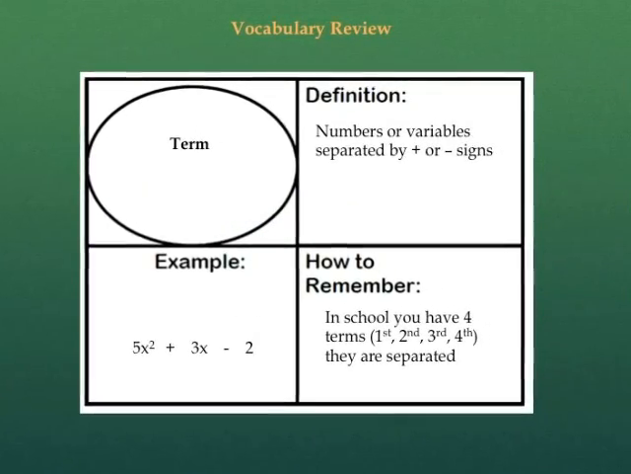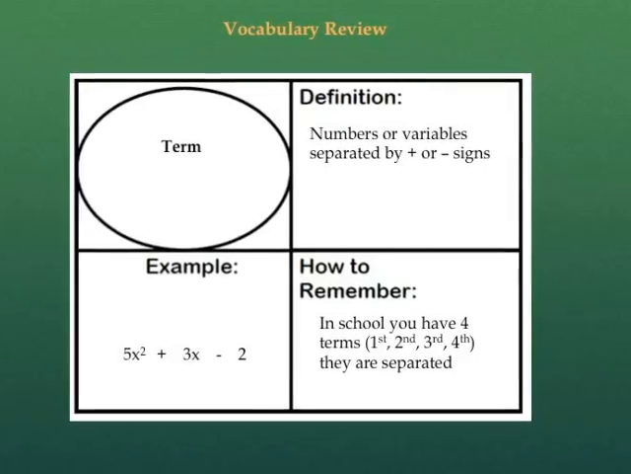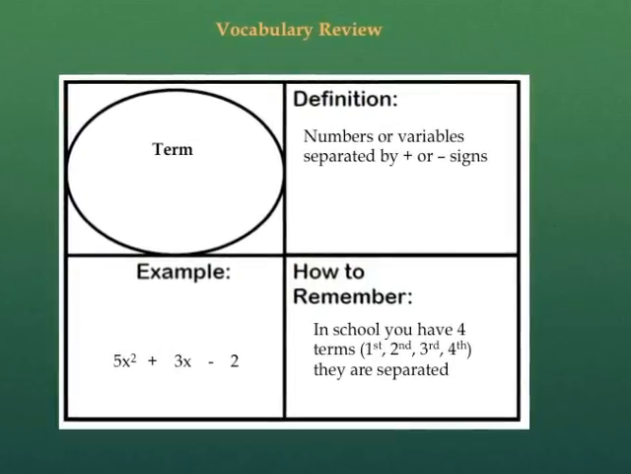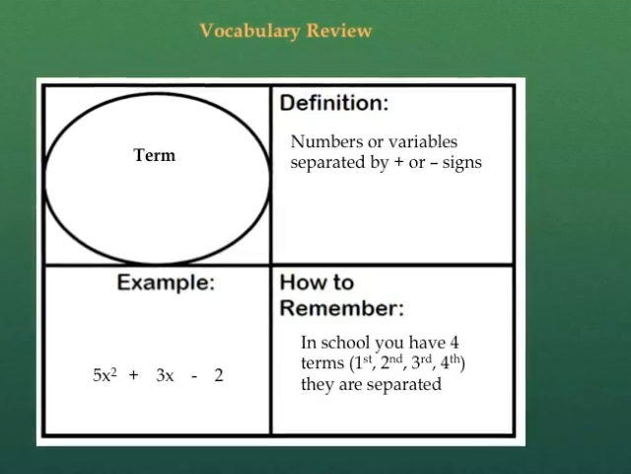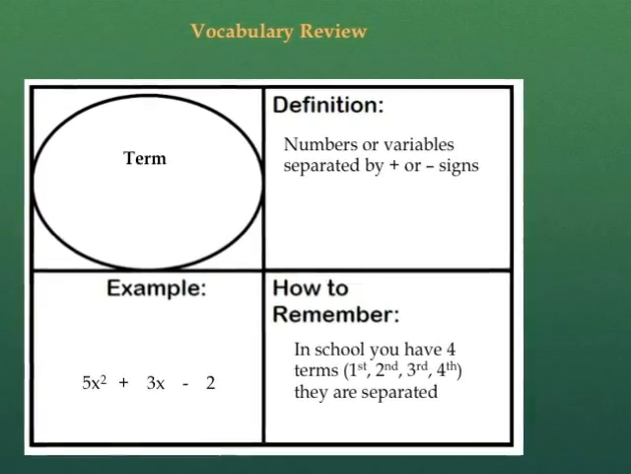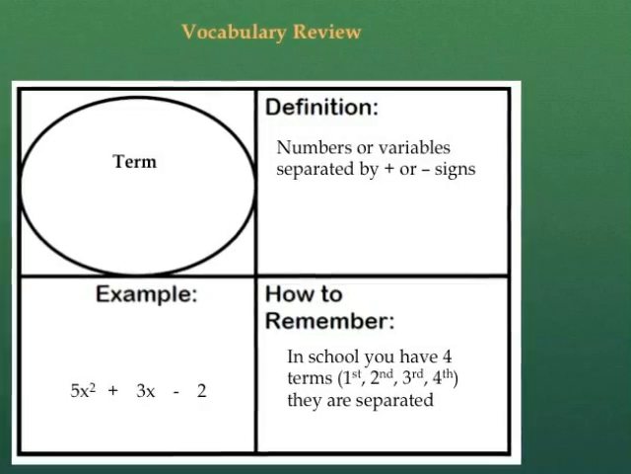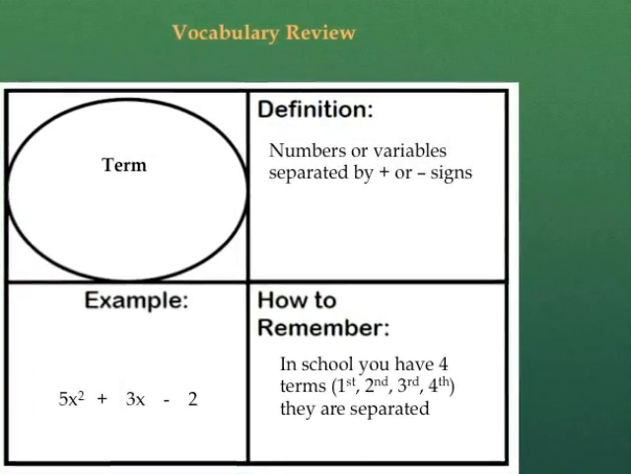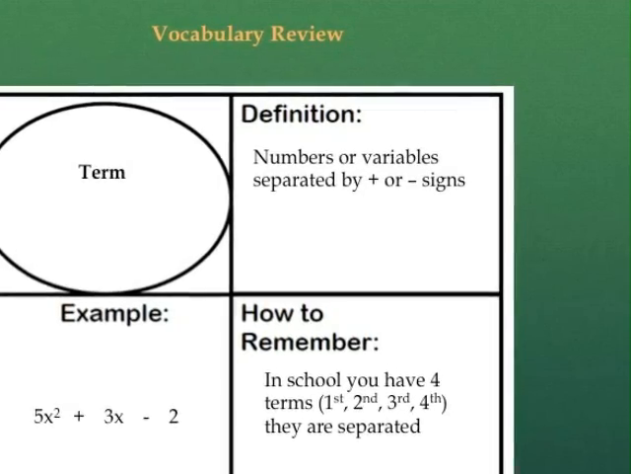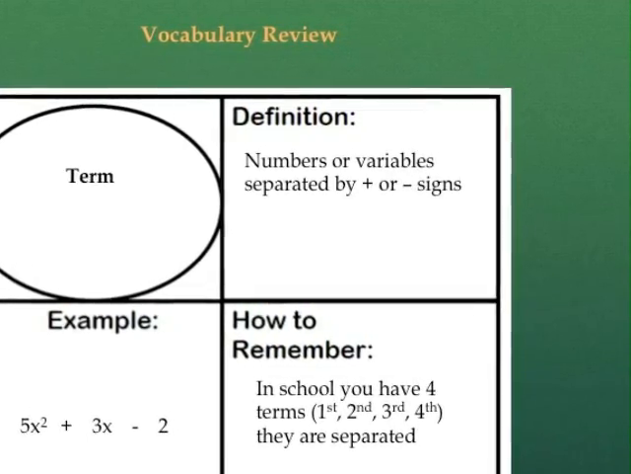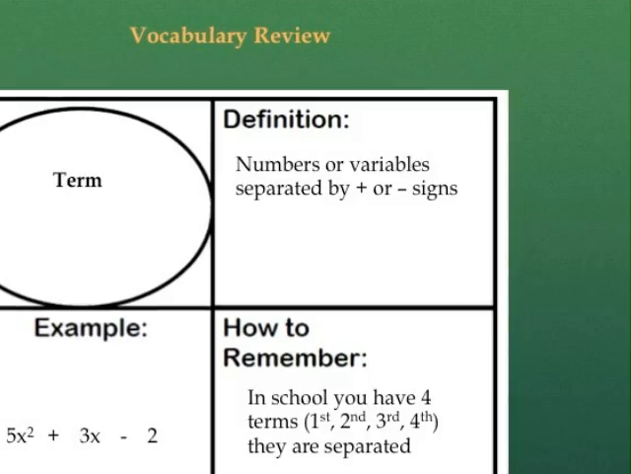The next vocabulary word is terms. Terms are numbers or variables separated by a minus or plus sign. In the example, the first term is 5x squared, the second term is 3x, and the third is 2. To remember this, think of the number terms you have in school, with each term being separated.